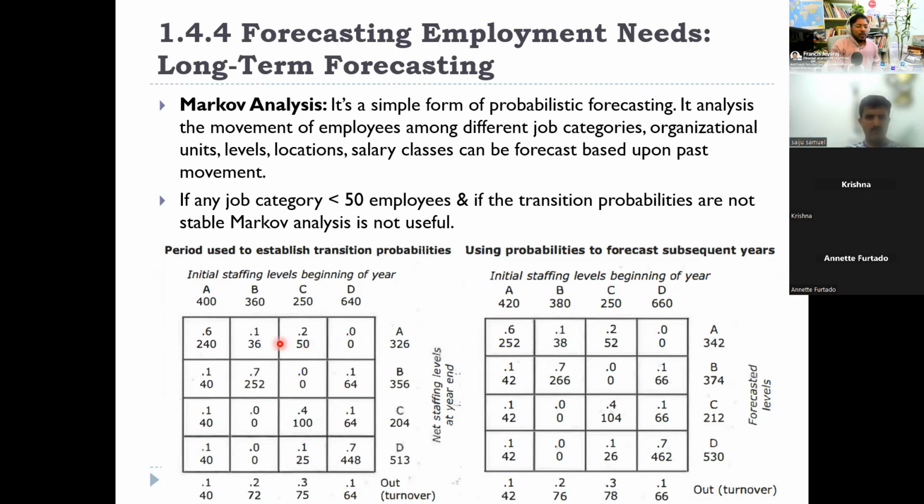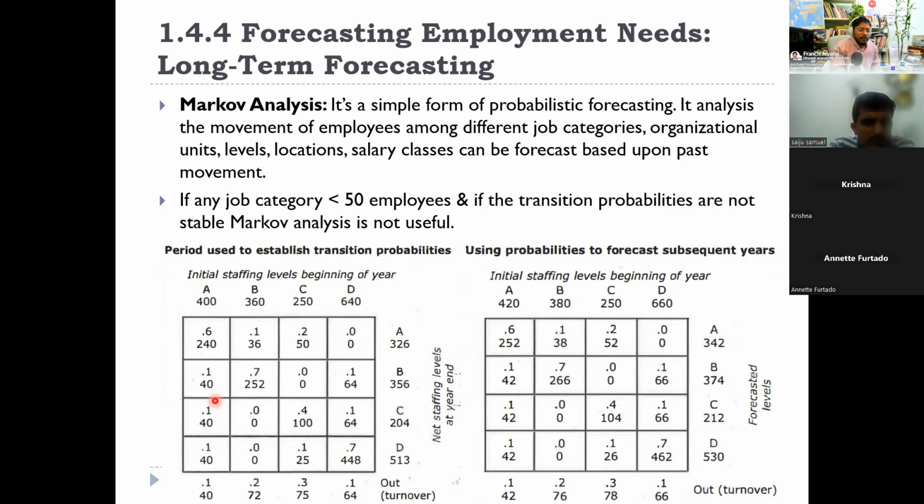Okay. So initial staffing levels, beginning of the year, for example, in department A you have 400 people. So what is happening? Of the 400 people, 60% are remaining in the department only. Okay, and 10% are moving to B, 10% moving to C, 10% moving to D, and 10% of people left the company. As Batul was asking, people might leave also. So that also we captured.